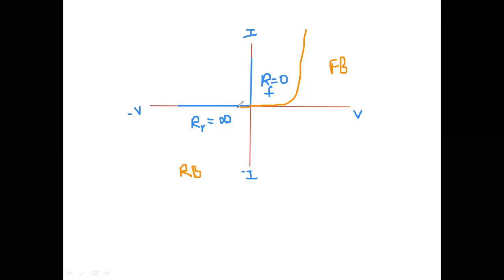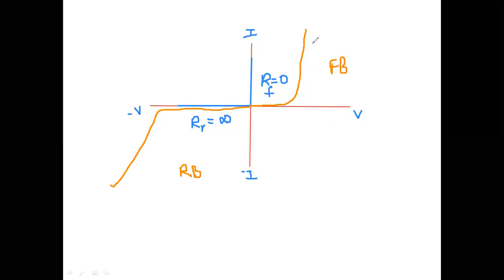very small amount of current flows through the diode, and after a certain value, if I increase the voltage much more, then due to the avalanche effect, current increases rapidly and the diode will be blown off. Okay, this is the condition. This is the practical characteristics.